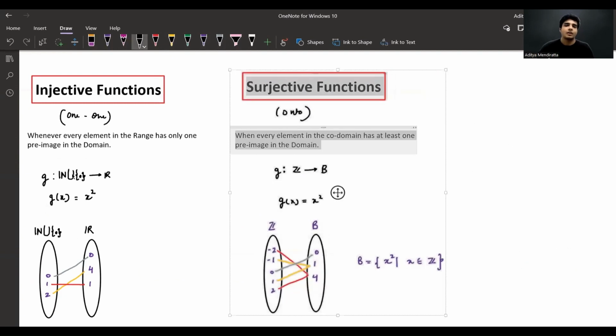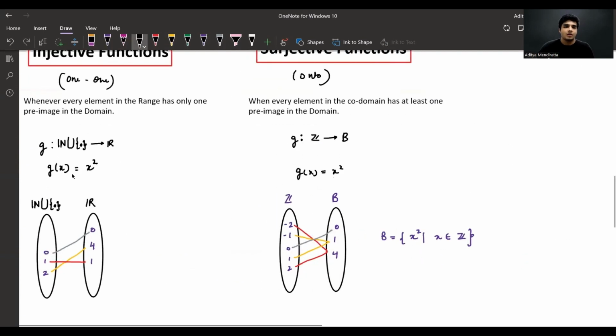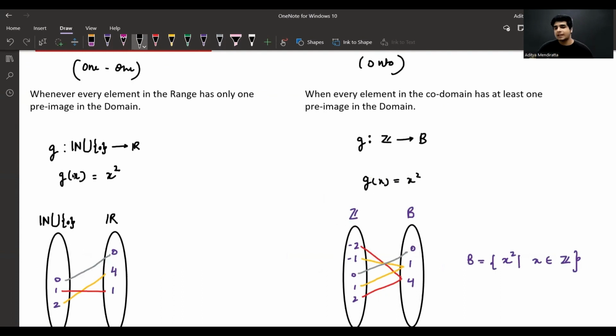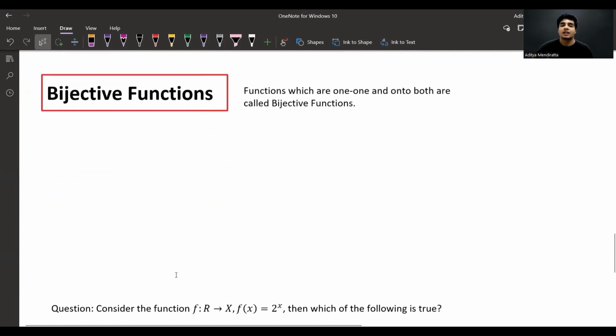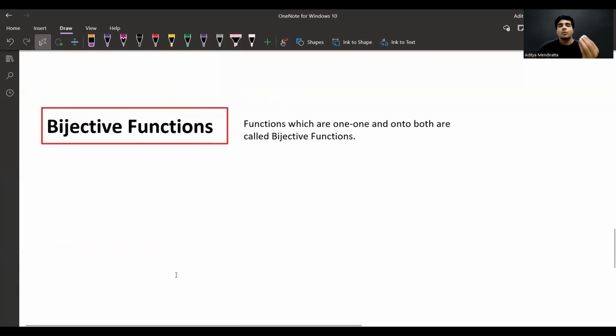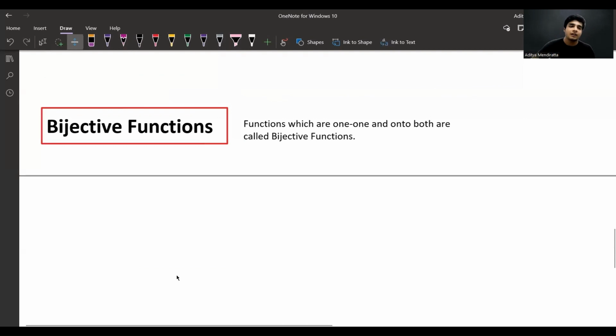Now, although these functions are different from each other, we can combine both of their conditions. That is a function which is both 1-1 and onto as well. These types of functions have another name. They are known as bijective functions. How do I make a function bijective in nature?